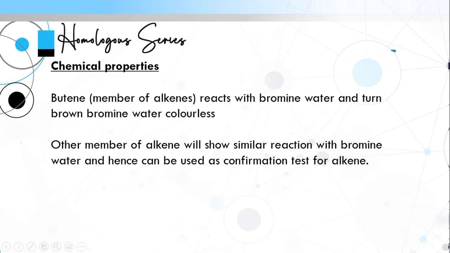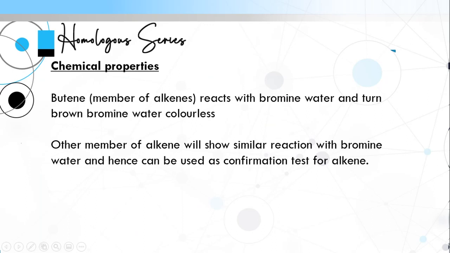Now we're going to see the chemical properties. If we learn about one particular member of the group, we don't have to learn about all, because the other members of the homologous series will also react in a similar fashion. For example, when butene reacts with bromine, it will decolorize the brown color of bromine water. If I ask what happens when we react hexene with bromine, hexene is also a member of alkene, so definitely it will decolorize bromine water as well, because they belong to the same homologous series and have similar chemical properties. As simple as that.